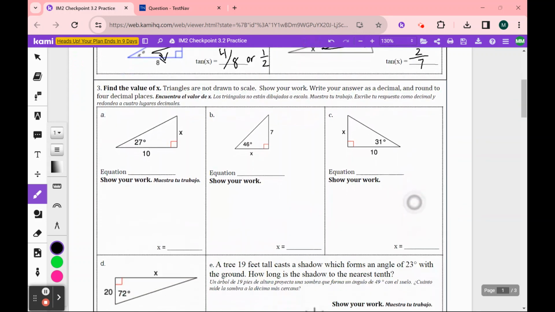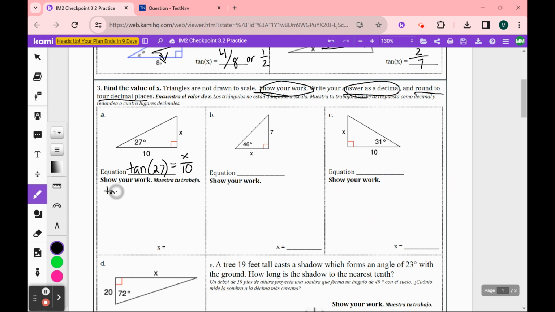Next problem, number 3. Find the value of x. Triangles are not drawn to scale, and we'll have to show our work. We will write our answer as a decimal, and we'll have to round to 4 decimal places. Okay. My equation here, I'm going to be finding tan of the angle 27, which will equal opposite over adjacent.